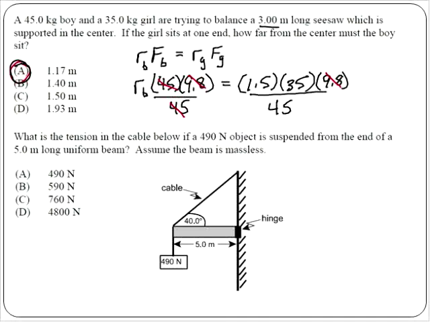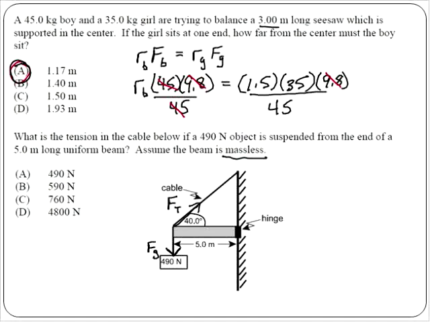Okay, so for this one, we're asked first of all, what is the tension in this cable if we have a 490 Newton object suspended from the end of a 5-meter long beam? We're going to assume the beam is massless. So what that means is there's no force of gravity for the beam. So that means there's only two forces. There's this force right here, which is the force of gravity, and there's this force right here, which is the force of tension. Tension in the cable.